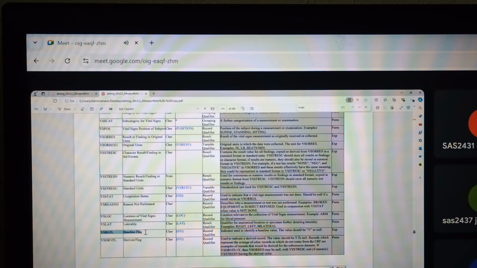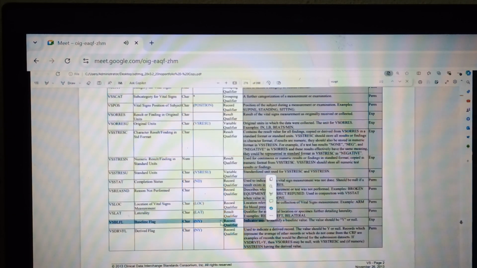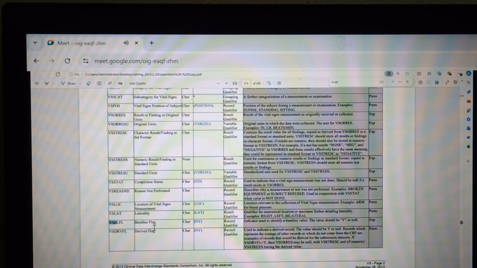Then VSBLFL. This is one of the important variables in all findings domains. VSBLFL is the baseline flag, the vital signs baseline flag. It is commonly derived in all findings domains. If it's LB, it's LBBLFL; if it's VS, VSBLFL; if it's EG, EGBLFL.